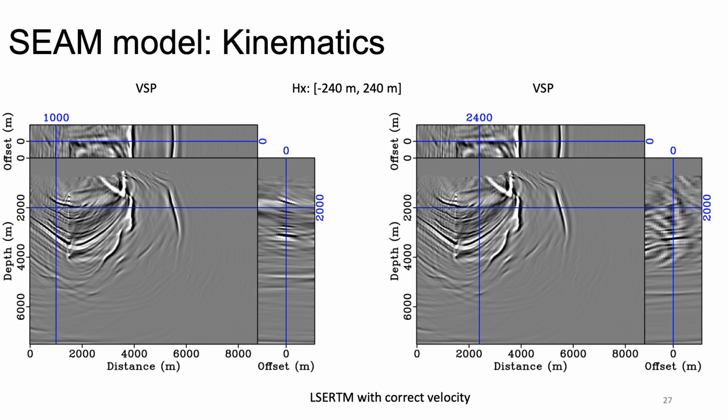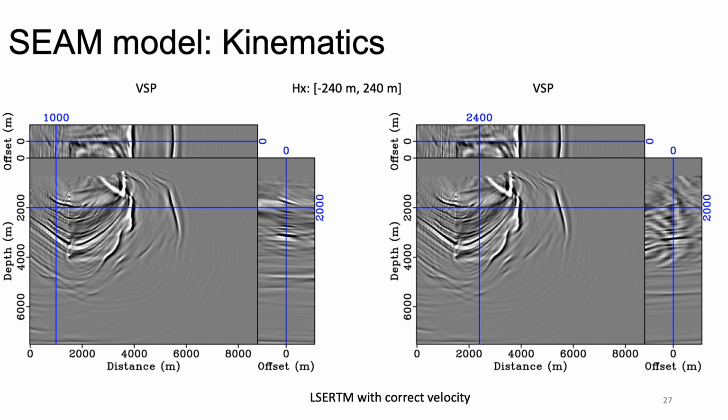These are the LS-ERTM results from VSP data. The subsurface offset range is from -240 meters to 240 meters. The front panels plot the images at h equals 0. The salt flanks are more clearly resolved than those from surface seismic data, as shown in previous slides. However, the sedimentary structures are not widely illuminated, especially for the shallow parts.